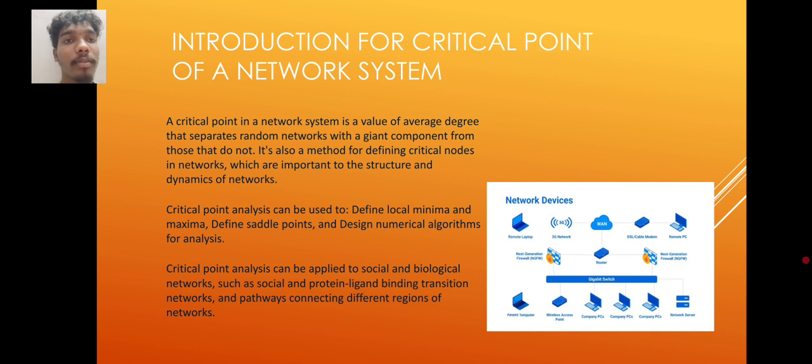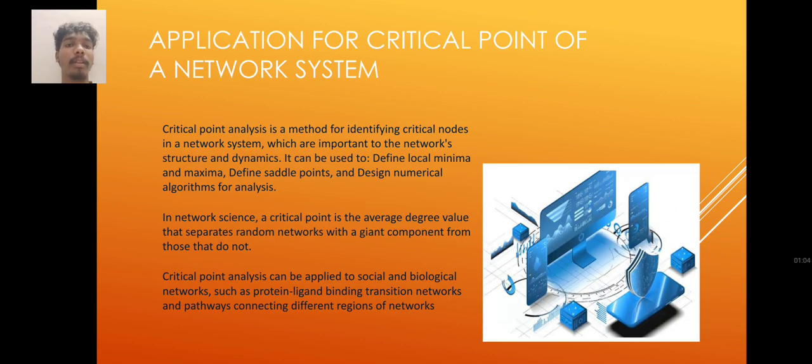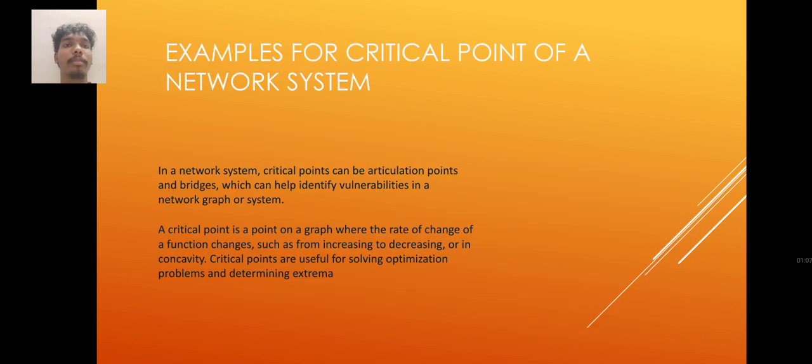It is also a method of defining critical nodes in networks, which are important to the structure and dynamics of networks. Critical point can also be used to define local minima and maxima, define saddle points, and design numerical algorithms for analysis. Critical point analysis can be applied to social and biological networks, such as social and protein ligand binding transition networks. Pathway connecting different regions of the network.